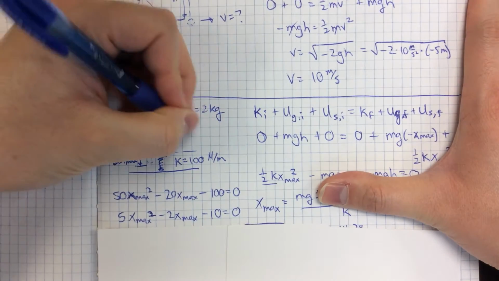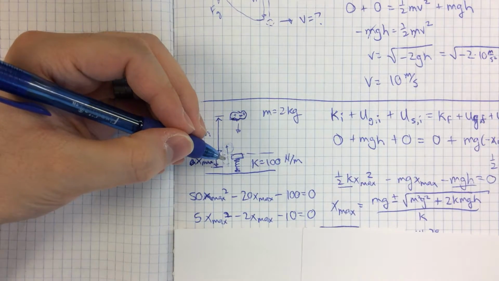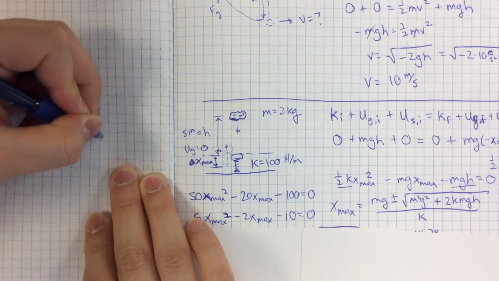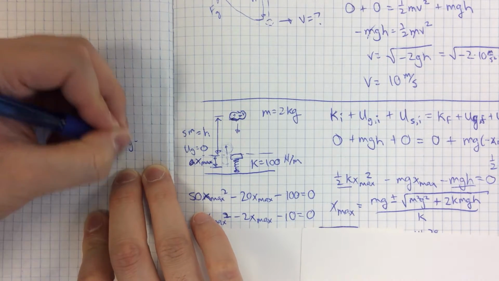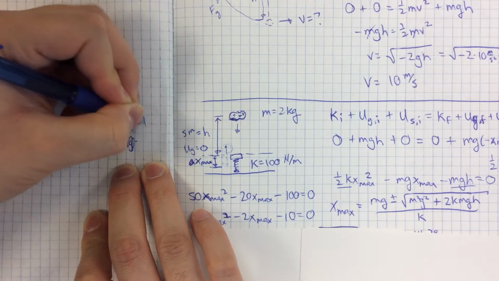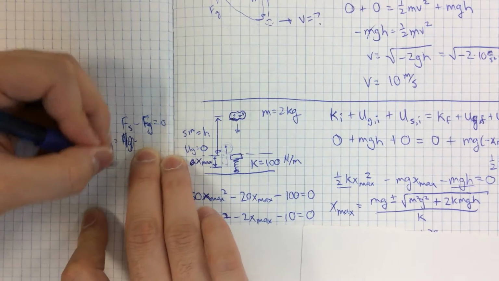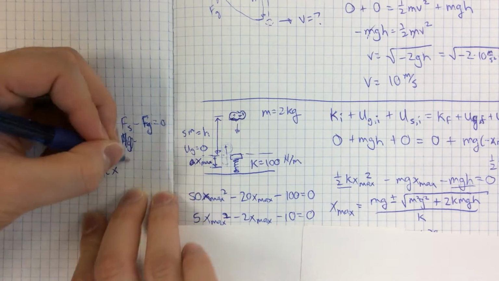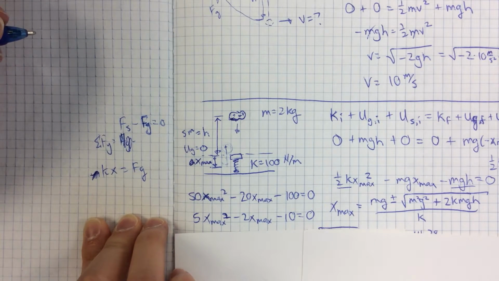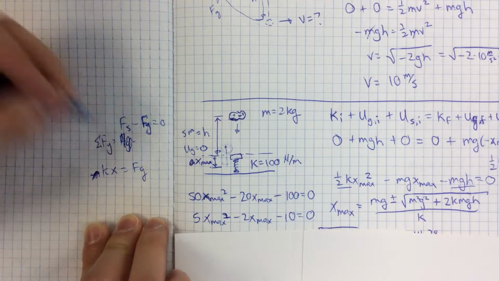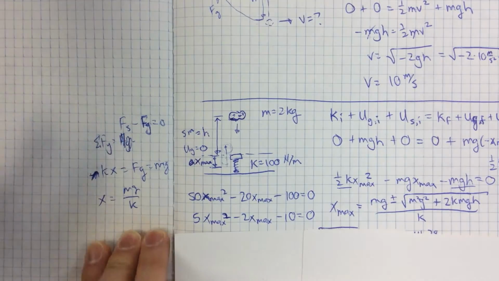If you look at putting the potato on the spring, it puts it at a new equilibrium position. The new equilibrium position would be: sum of the forces in the y equals the force of the spring minus the force of gravity equals 0. That would be the new equilibrium position. So you have kx equals mg, x equals mg over k.